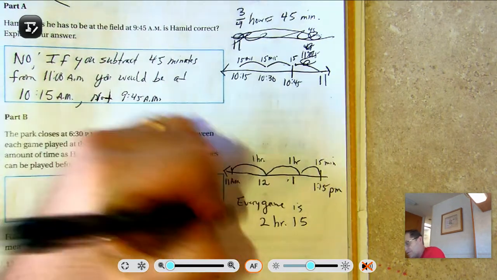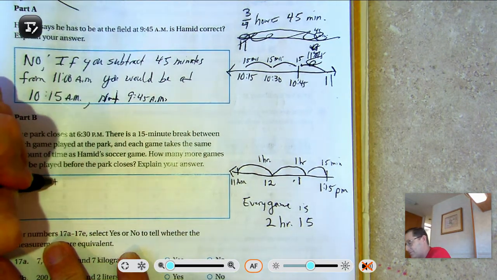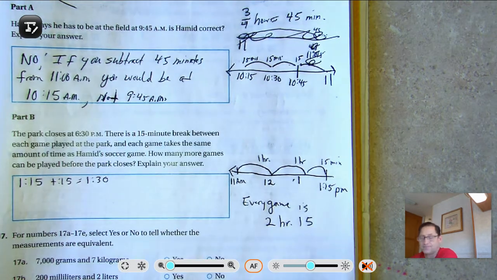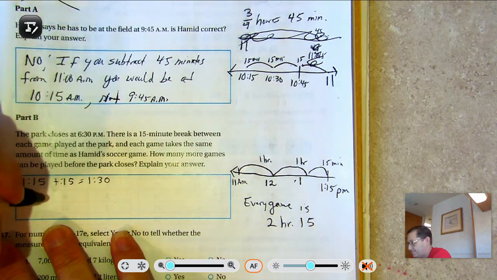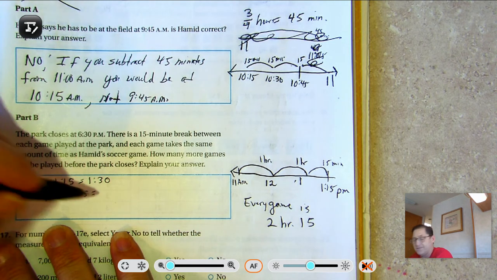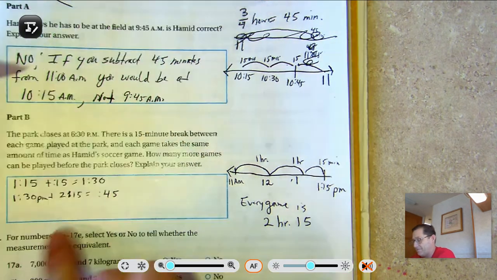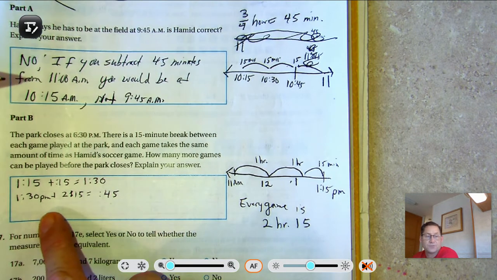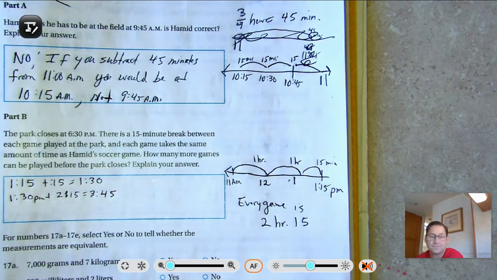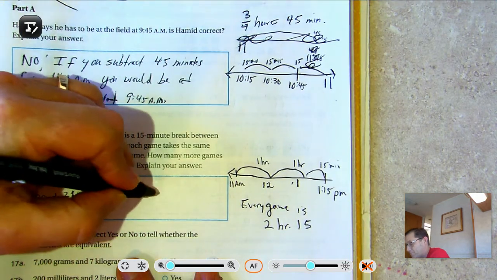So if Hamid's game ends at 1:15, plus a 15-minute break, the next game would start at 1:30. 1:30 p.m. plus 2 hours and 15 minutes. 30 and 15 is 45. We're at 1 o'clock, we're going to add 2 more hours, so we'd be at 3:45, plus the 15-minute break would be 4 o'clock.